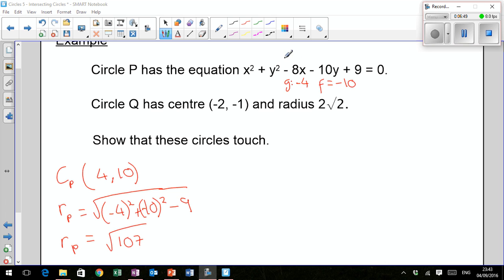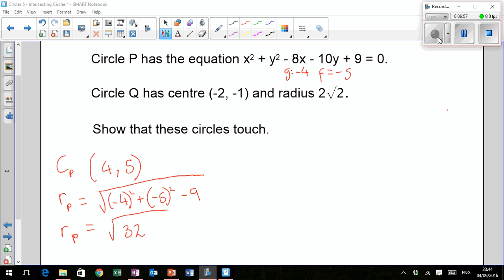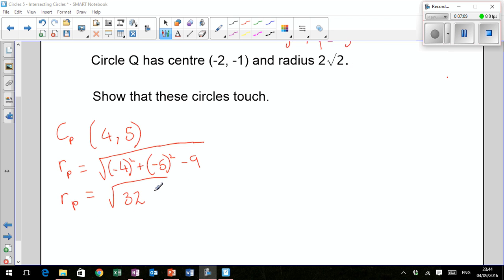Hang on, sorry, I'm just realising I made a mistake. F is not that at all, which changes all of this. Give me 2 seconds. Really sorry about that. I made a mistake up here. I forgot to half the value in front of y, so F is actually equal to -5, which makes your centre 4, 5. And when you put that into your radius formula, it gives you a radius of root 32, which is really 4 root 2.